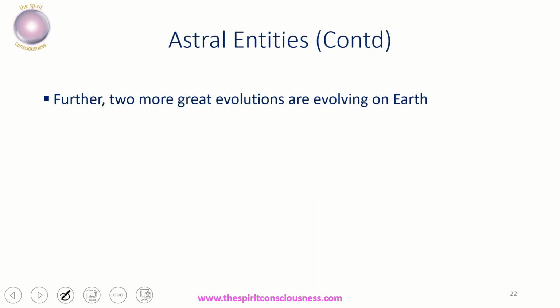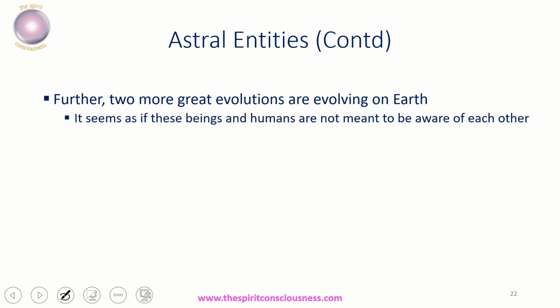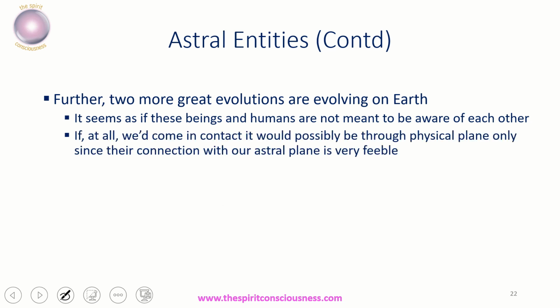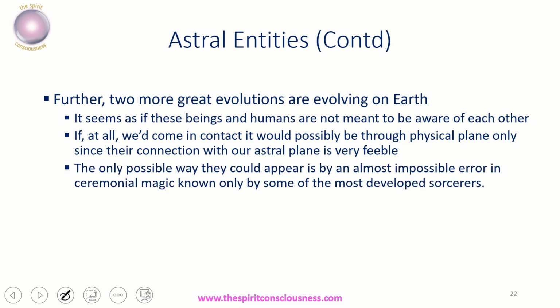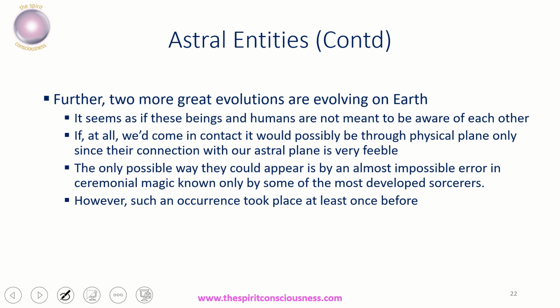Further, there are two more great evolutions which are evolving on Earth, and it seems as if these beings and humans are not meant to be aware of each other. If at all we do come in contact with them, it would possibly be through the physical plane only, since their connection with our astral plane is very feeble. The only possible way they could appear is by an almost impossible error in ceremonial magic known only to some of the most developed sorcerers. However, such an occurrence took place at least once before.